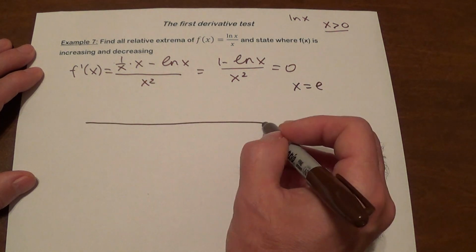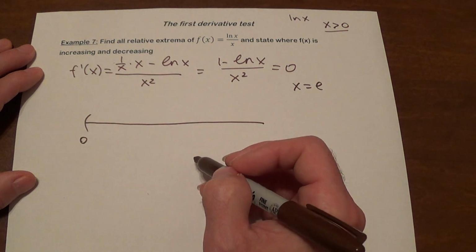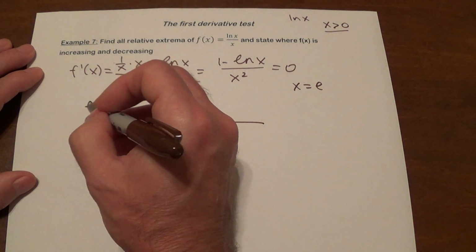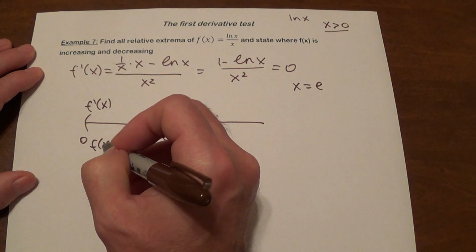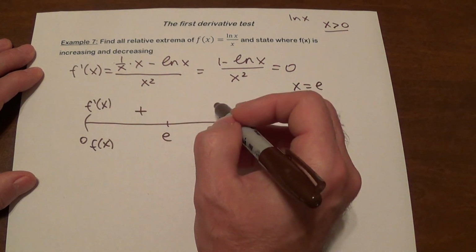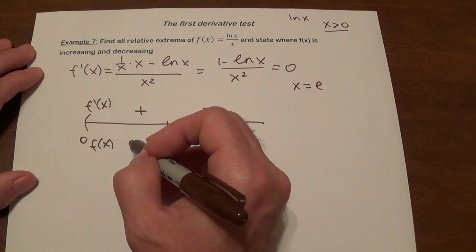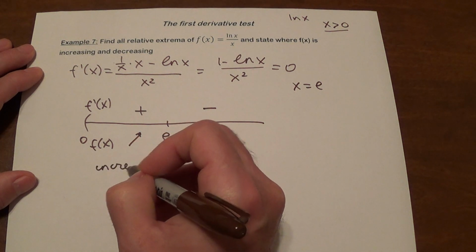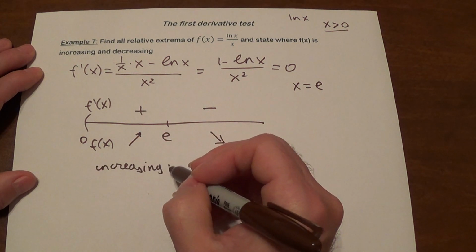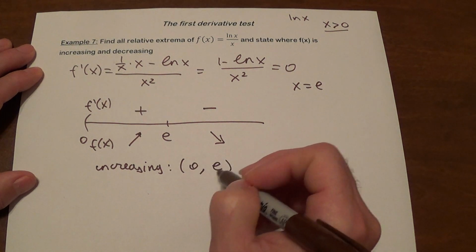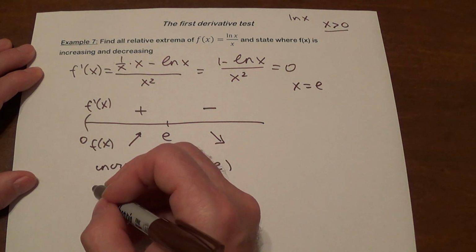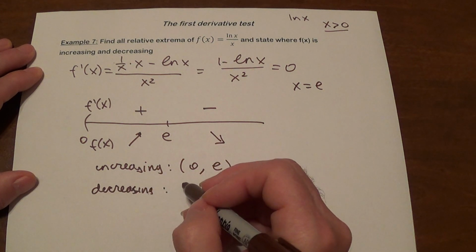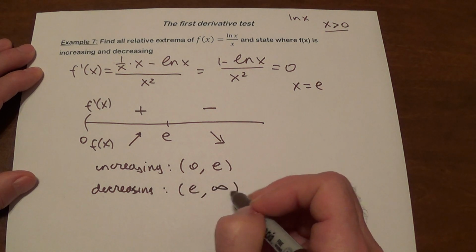So when we make a number line here, we're going to start at 0 and we don't need to go to the left of it at all. And then we have e. So this is f prime of x, this is f of x. Our first derivative will be positive here and will be negative here. So the function will be increasing then decreasing. And then we write that the function is increasing on an interval from 0 to e, because the first derivative is positive here. The function is decreasing on an interval from e to infinity.